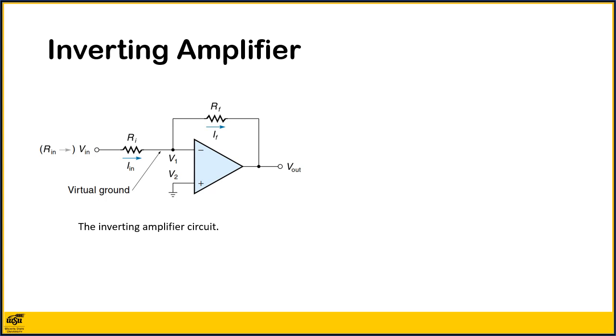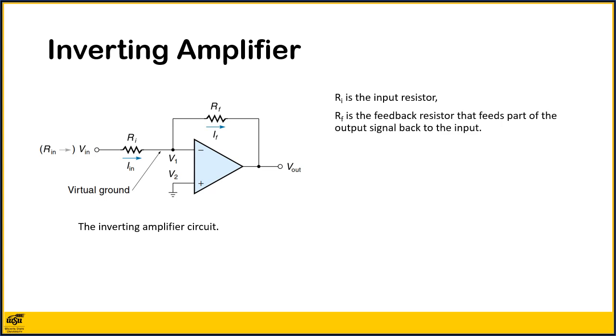The inverting amplifier is probably the most common op-amp configuration. The circuit shown requires just 2 resistors, labeled Ri for our input and Rf for the feedback resistance. Ri is the input resistor, Rf is the feedback resistor that feeds part of the output signal back to the input.